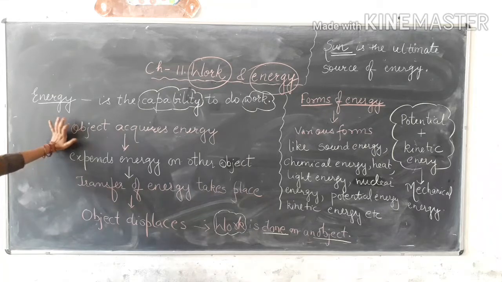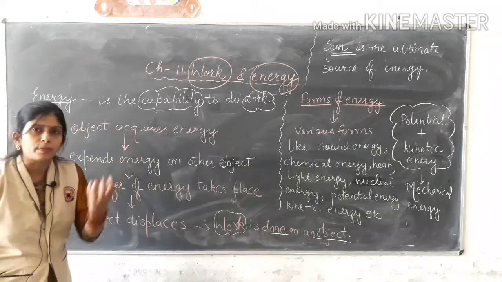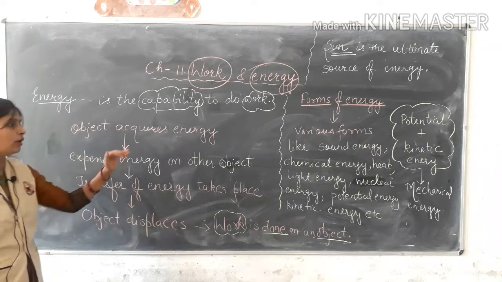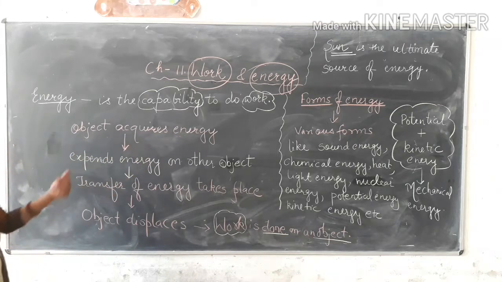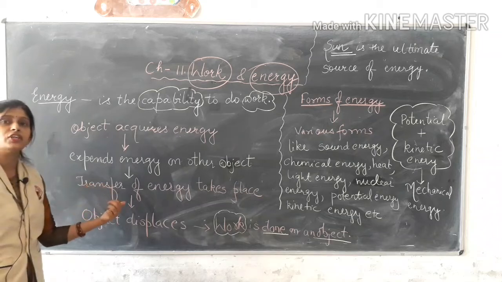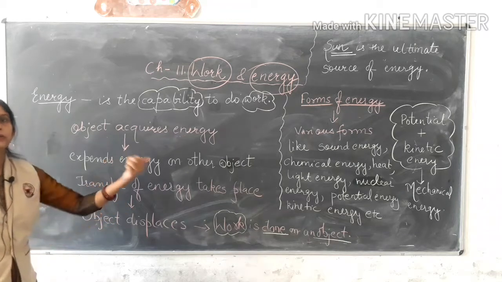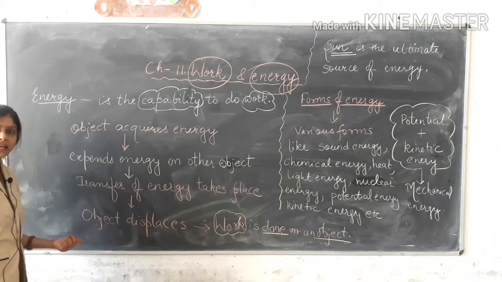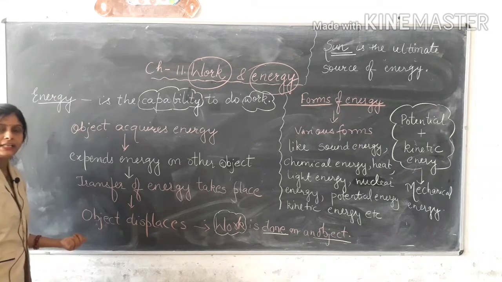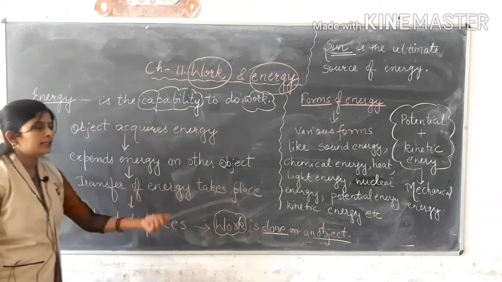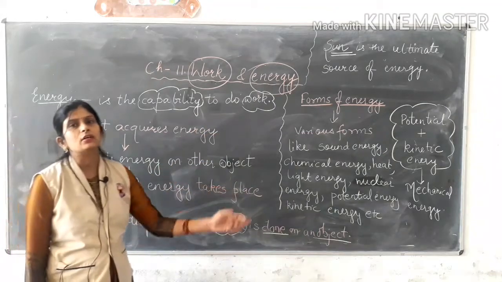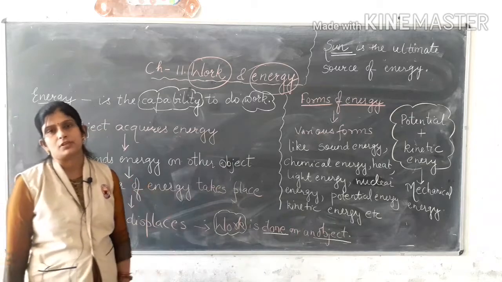So first of all, the object acquires or obtains energy. Then it expends that energy on another object. As a result, transfer of energy takes place from the first object to the second object. So that second object finally gets energy, and due to that energy it displaces or moves in a direction. Hence work is done on that object by the first object.